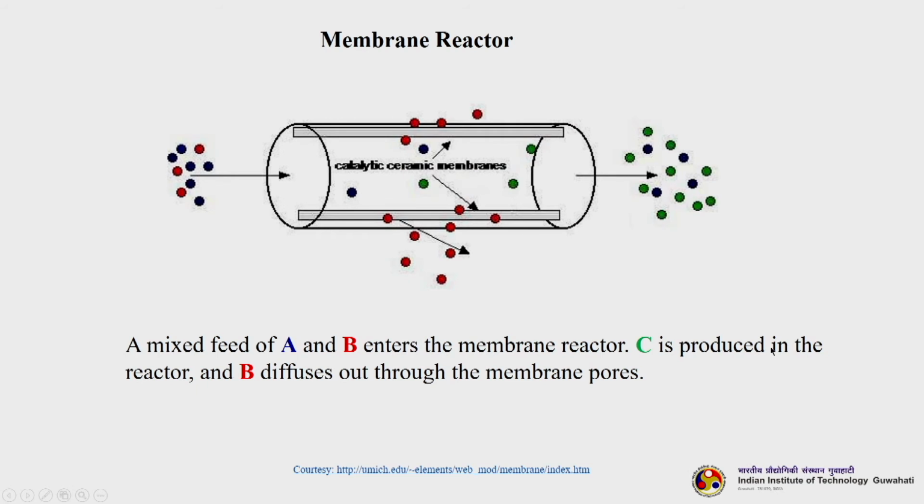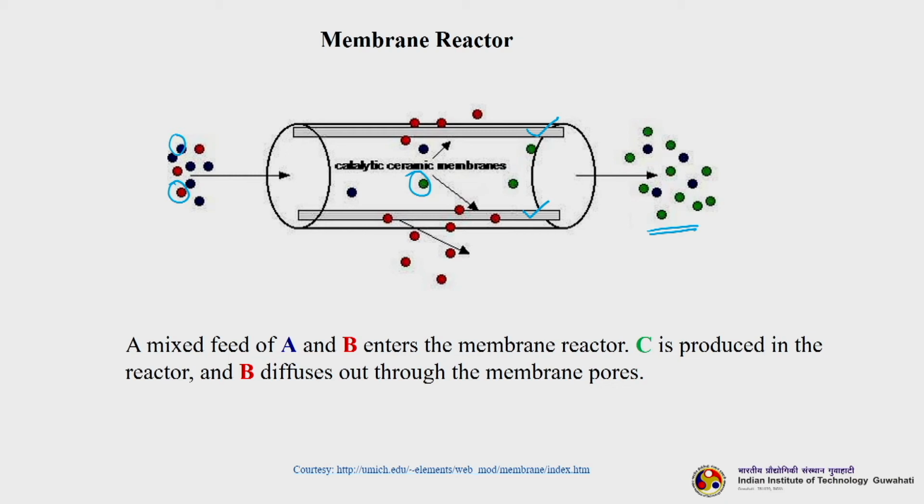So, let us see this figure. Here you can see there is a mixture of A and B. So, this is A and this red one is B. Both are entering the membrane reactor, and inside the membrane reactor catalytic conversion takes place. We can see two tubular ceramic membranes here. There can be many more, just for our understanding I have shown two here. C is the product which is forming inside the membrane reactor and then it is coming out here.